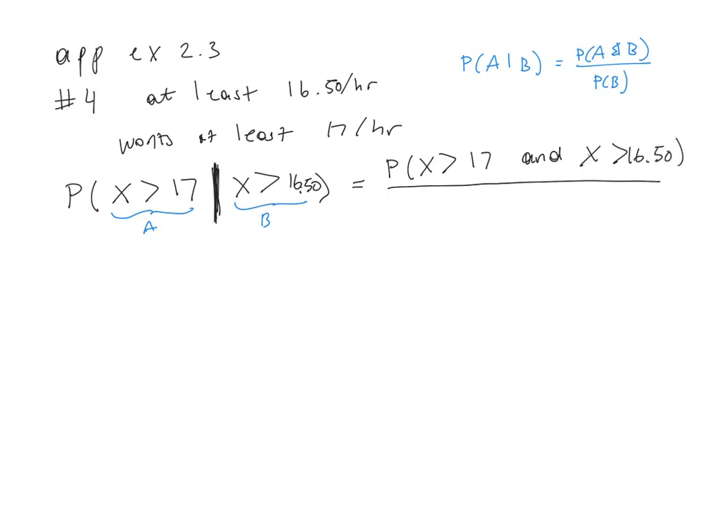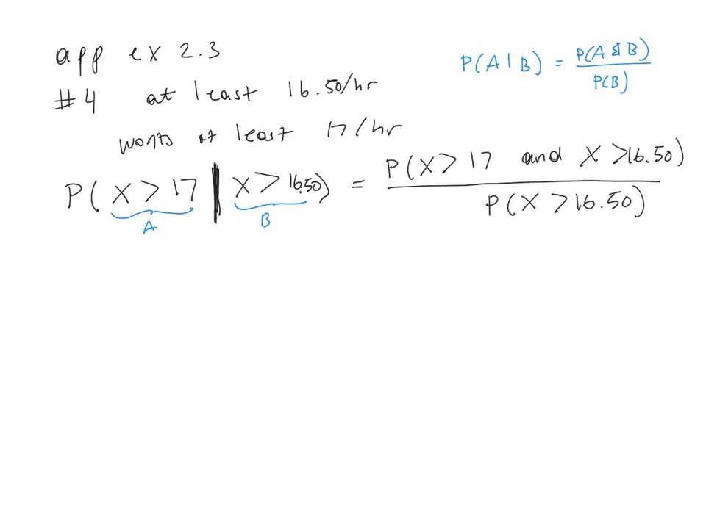Can't you just say X is greater than 17? We'll get there. What goes in the denominator? The probability that X is greater than 16.50. Now we need to figure out how to reason through this. Somebody is making more than 17 and more than 16.50. How much money are they really making?